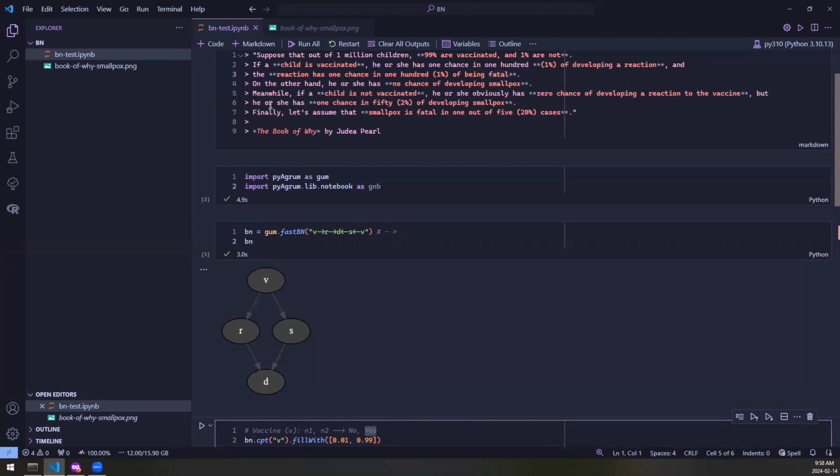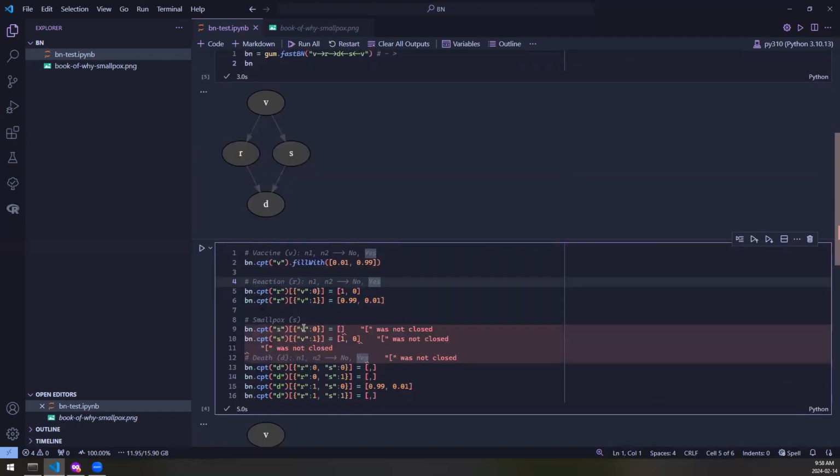Next, it says, but, right? So meanwhile, if a child is not vaccinated, he or she has 0% chance of developing a reaction, but he or she has 1 chance in 50, so that means 2% of developing smallpox. So going to our variable smallpox, the child wasn't vaccinated, right? So 2% of developing smallpox, so this is our 0.02, and 0.98 of not developing smallpox.